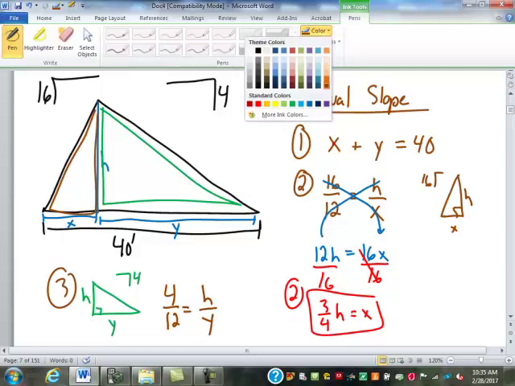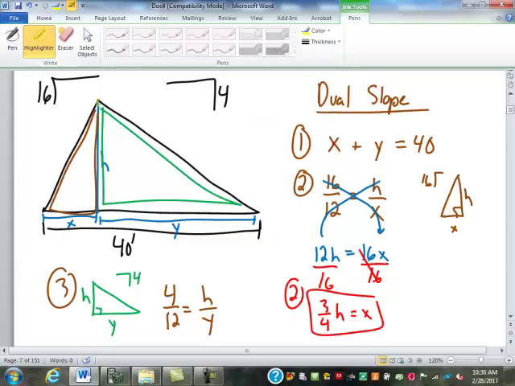Hold on, what do you need? I took this triangle right here, and in that triangle, the height is H, the bottom is Y, right? So H and Y. Slope is 4/12. Okay. So it's just 4 over 12 equals H over Y. I'll give you a second to catch up.